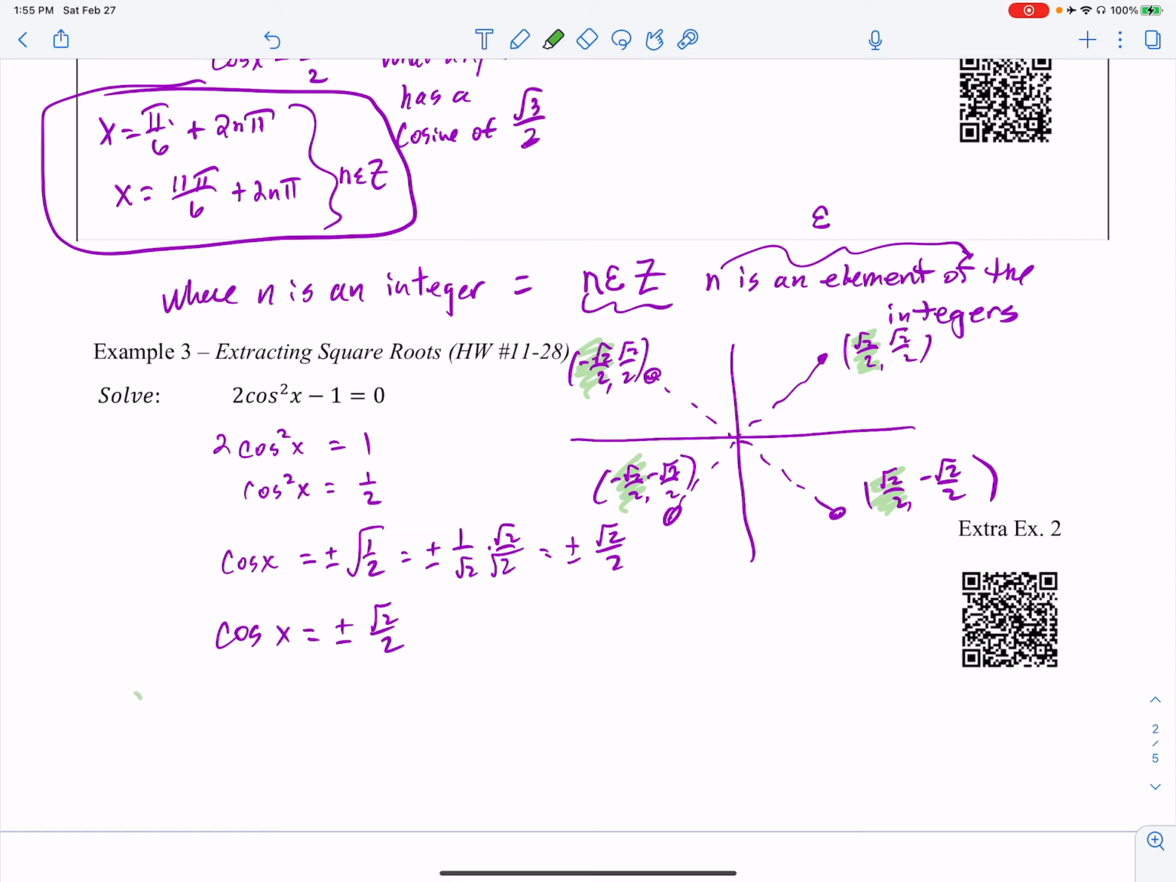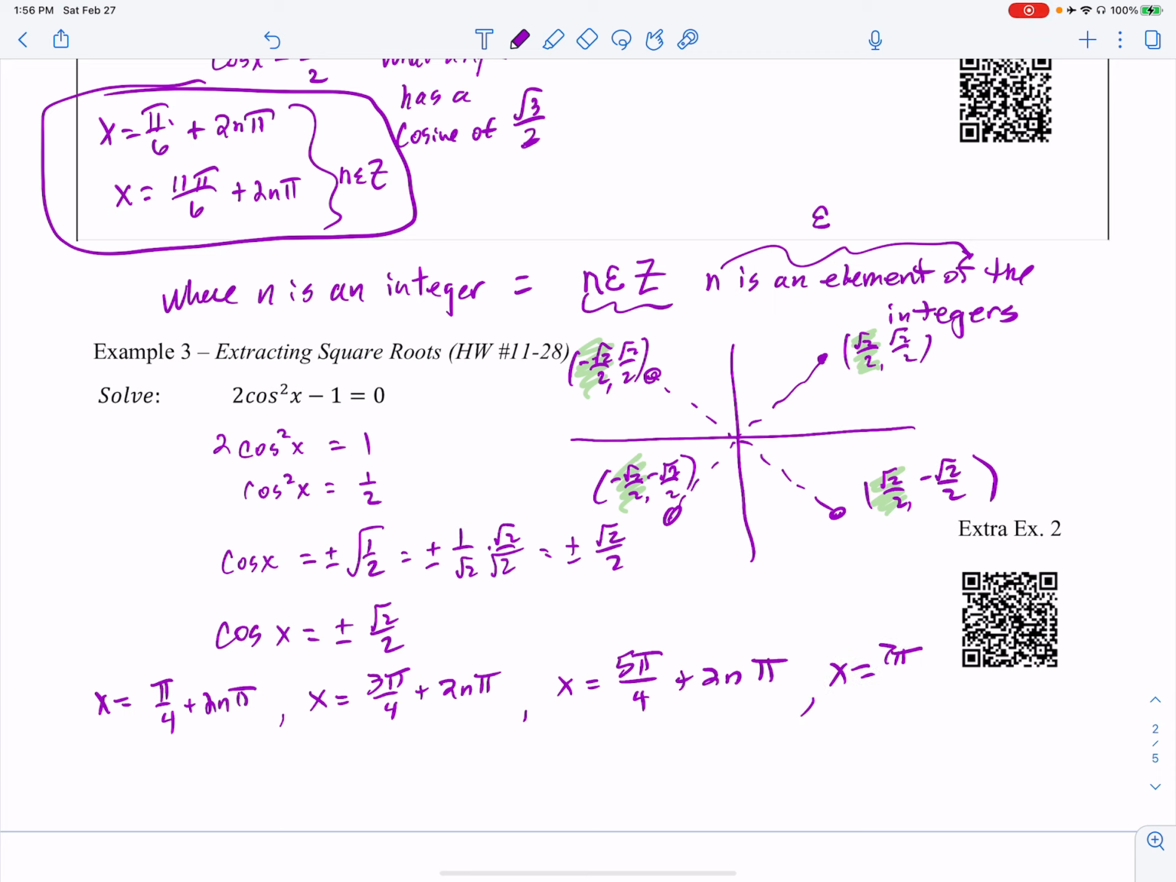Now, so I can go, x is pi 4ths plus 2n pi, or x is 3 pi 4ths, that's where it's negative root 2 over 2 plus 2n pi, or x is 5 pi 4ths plus 2n pi, or x is 7 pi 4ths plus 2n pi. And that's not incorrect, but there's something new about this problem.